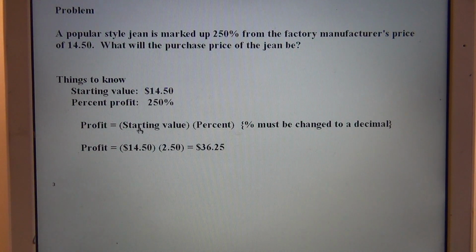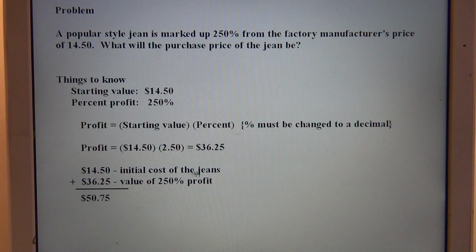Well, the profit is equal to the starting value times the percent, but the percent must be changed to a decimal. So the profit is equal to the starting value of $14.50 times 250% changed to a decimal. Well, we move the decimal point 2 places, 1 place, 2 places. So we have 2 and 50 hundredths, or 2.50. So we multiply that by $14.50, and we get $36.25.